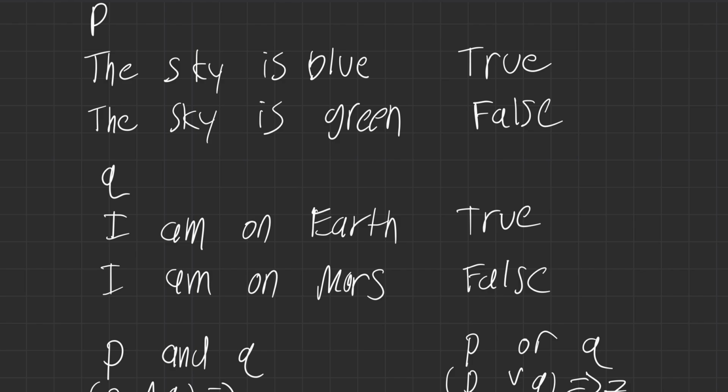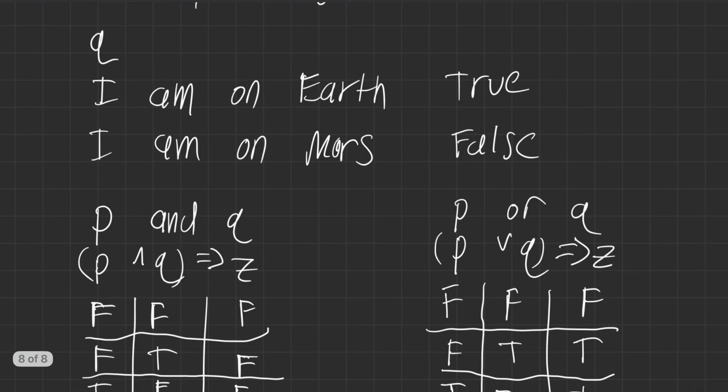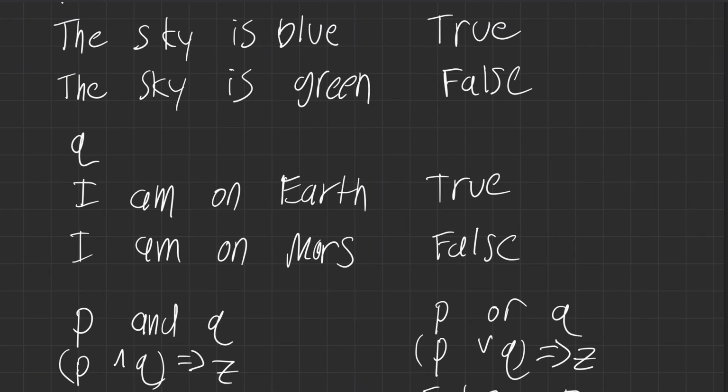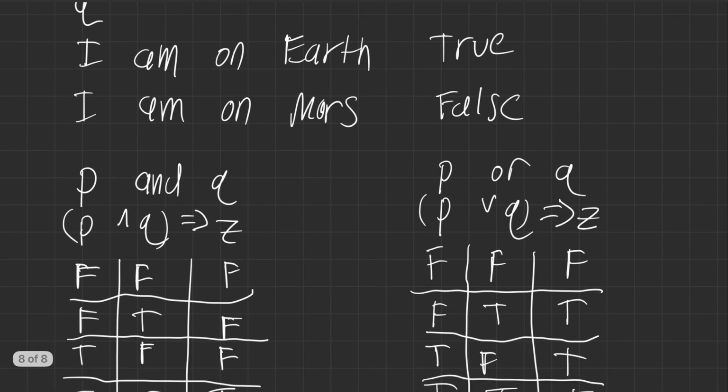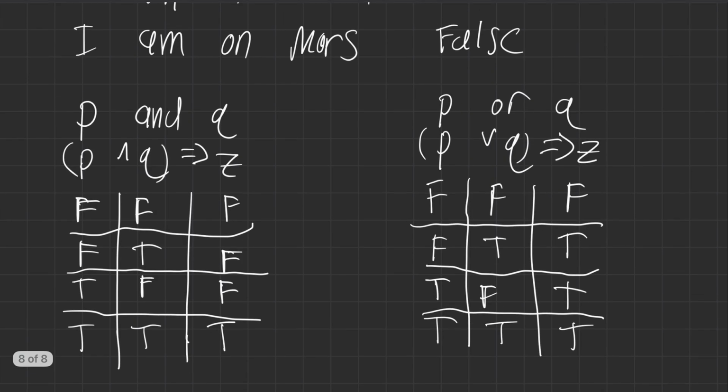The sky is green, or I am on Earth. That's true. The sky is blue, or I'm in Mars. Again, one of those statements is false, but it's still true overall because we're saying or. Because when saying or, one of these has to be true. And of course, if I say either the sky is blue or I'm on Earth, both of those are true, so overall it's true.